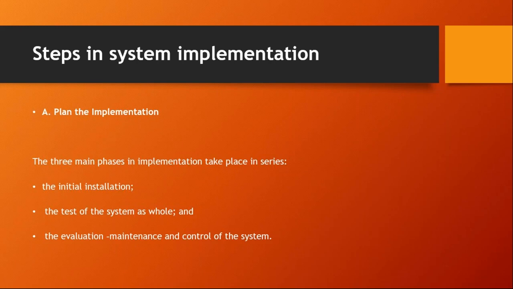So step number one is planned implementation. The first step is to plan for implementation, and you must follow the following. Number one, we talked about identifying the implementation task. What do we want to implement? Before starting the implementation of the system, analysts must be able to identify the implementation task. The plan should list all sub-tasks for each of these major tasks so that individuals in the organization may be assigned specific responsibilities.